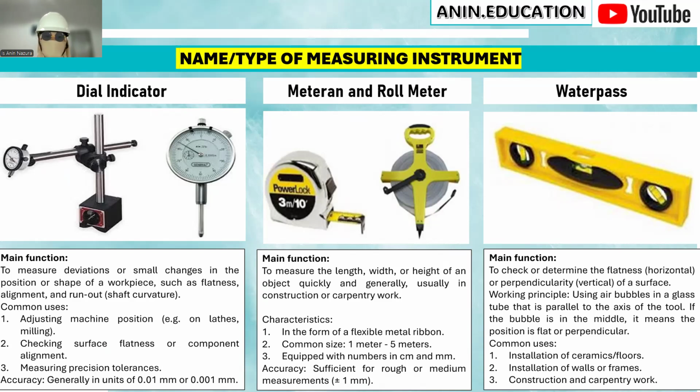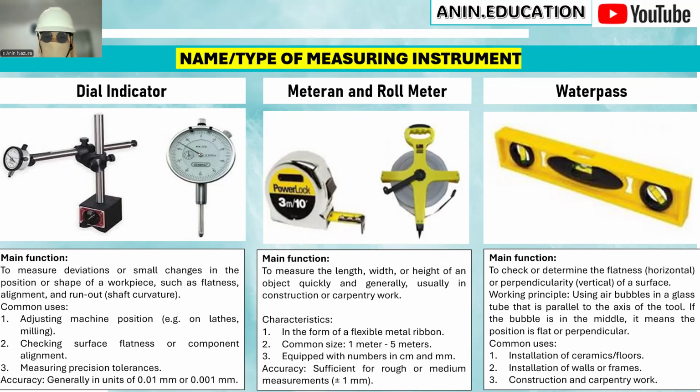And roll meter. Main function is to measure the length, width, or height of an object quickly and generally, usually in construction or carpentry work. Characteristics: in the form of a flexible metal ribbon, common size 1 meter until 5 meters. Equipped with numbers in centimeters and millimeters. Accuracy is sufficient for rough or medium measurements.